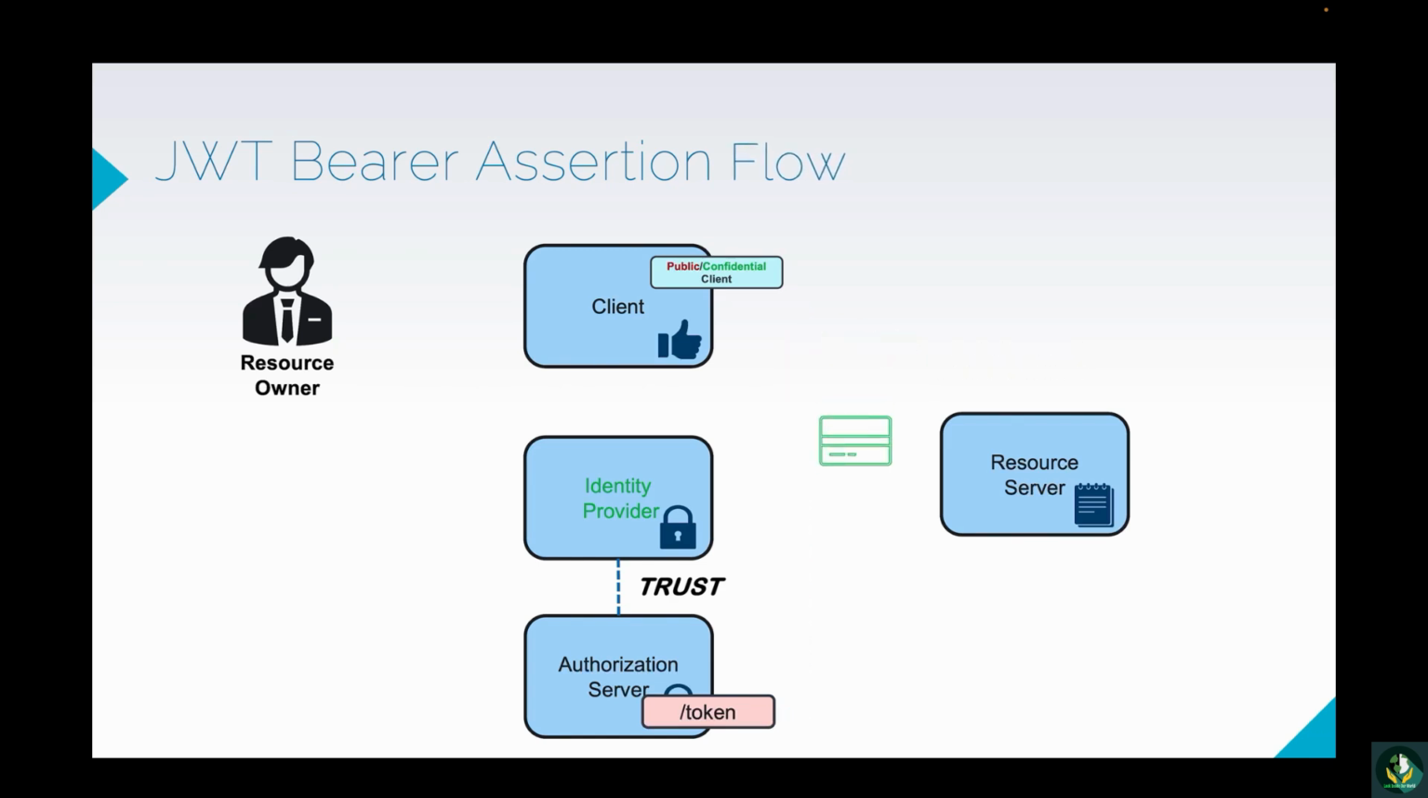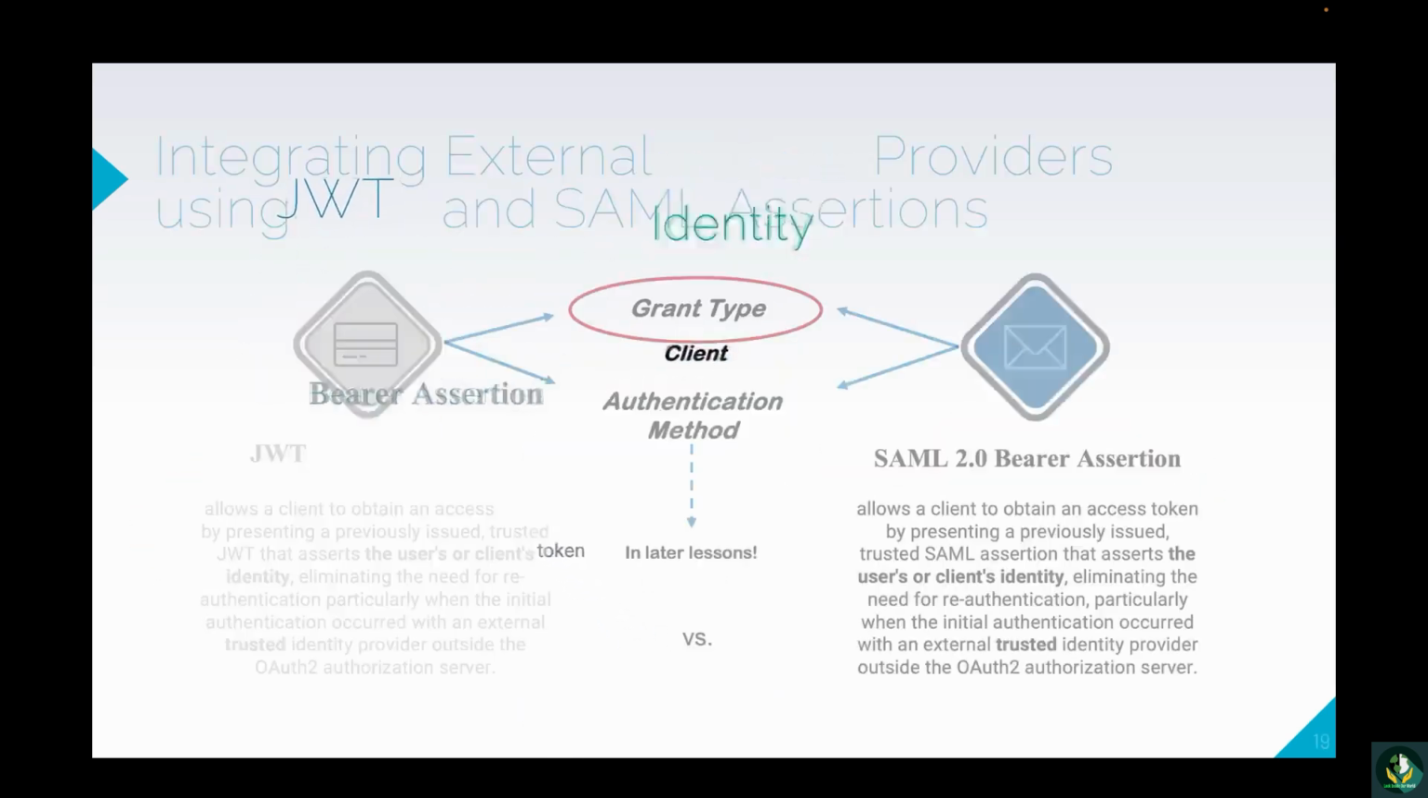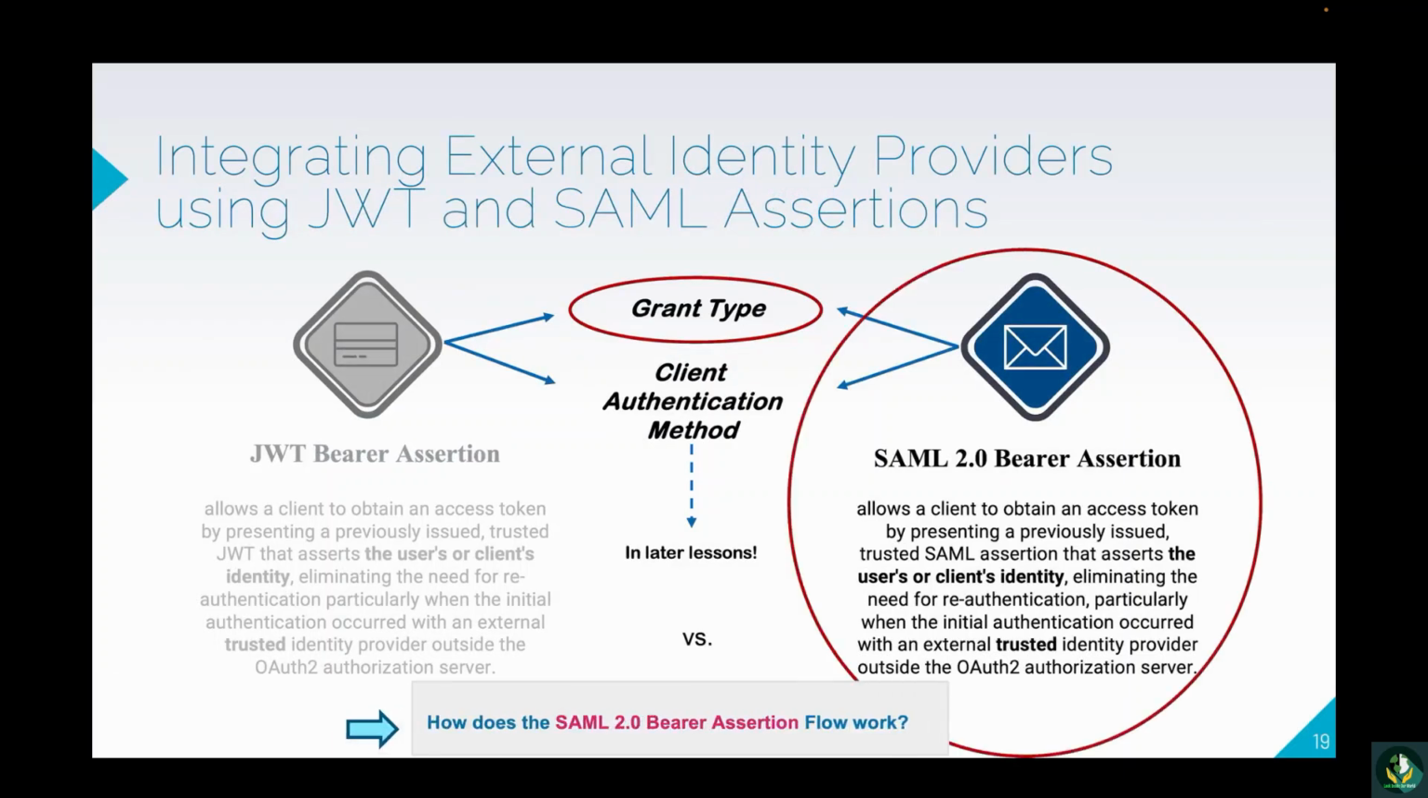From this point onward, the process is similar to other OAuth 2 flows. The client uses the access token to perform actions or request resources from the resource server. The resource server in turn validates the access token and if valid, returns the requested resources, completing the process. Now let's move on and see how the SAML bearer assertion flow works.